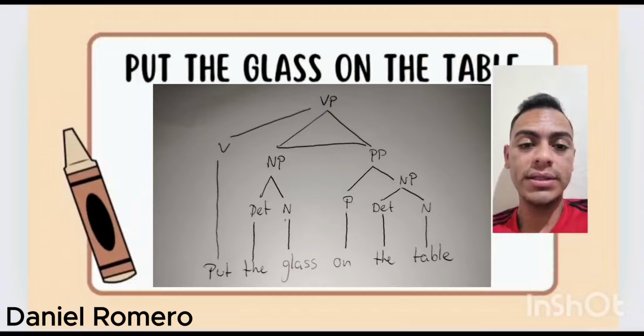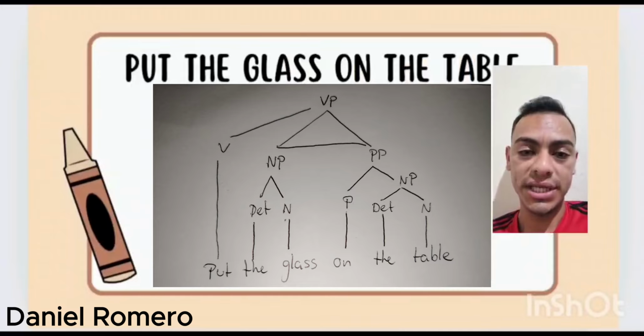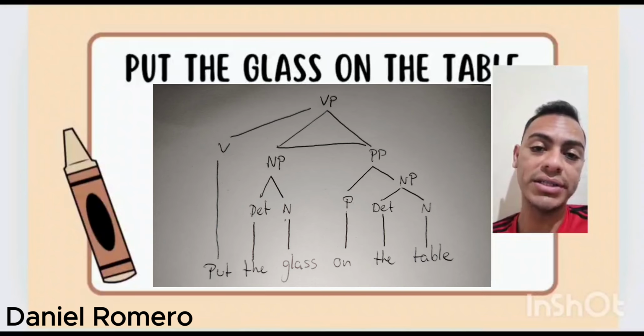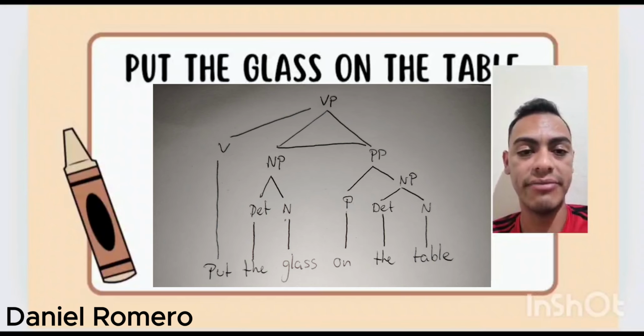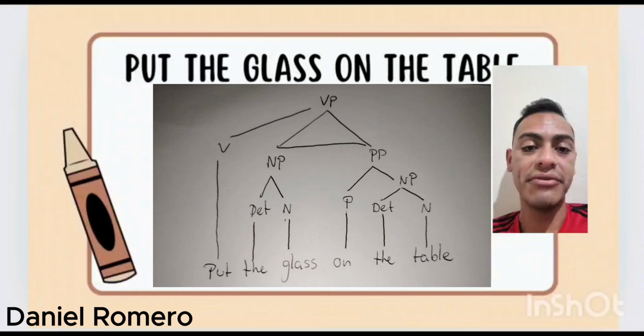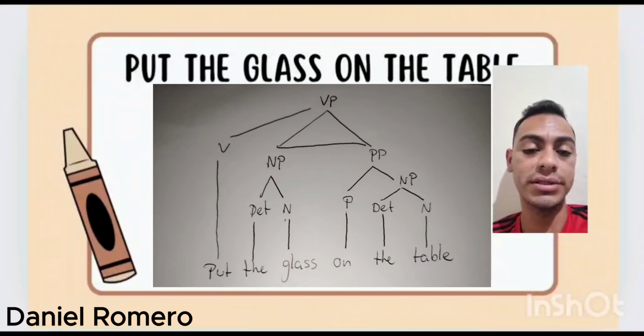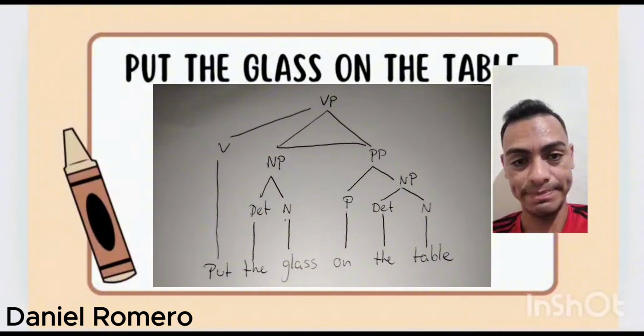The second one is put the glass on the table. This one is divided into a verb phrase, which is divided into a verb, noun phrase, and prepositional phrase. The verb is put, and the noun phrase is divided into a determiner and noun. The determiner is the, and the noun is glass.